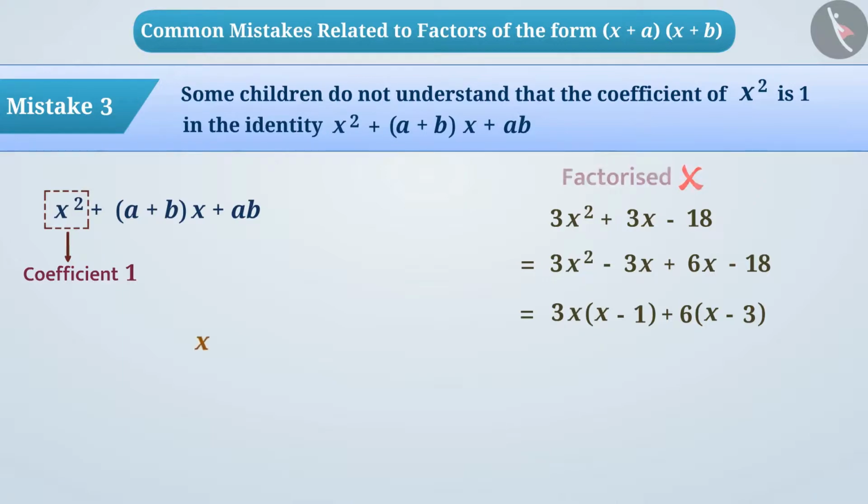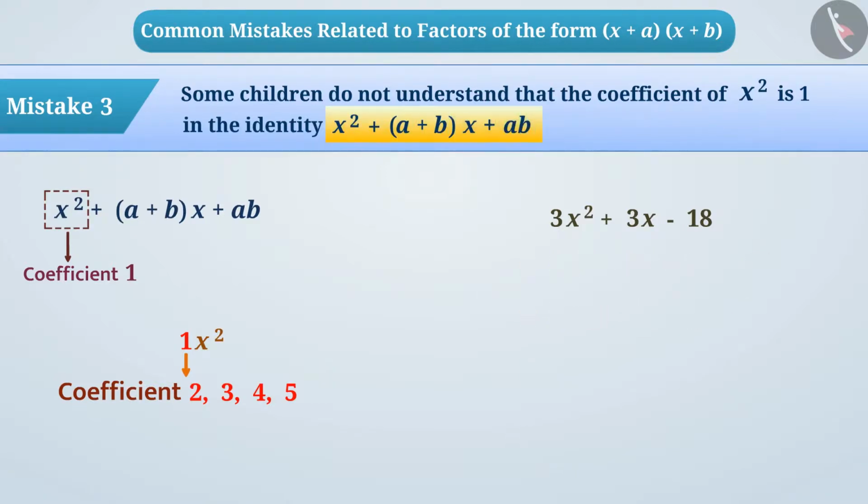Note that if the coefficient of x square is any number other than 1, rearrange the expression and bring it in the form of x square plus (a plus b) x plus ab. For example, here if we take 3 common from all terms, then we get 3 into bracket x square plus x minus 6. Now we can factorize x square plus x minus 6.